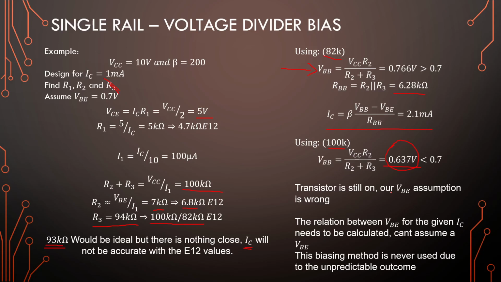So this says that we can't assume a VBE value when we're using this voltage divider bias. We need to calculate it using the equations from video 1, that exponential equation. Or else this voltage divider will be extremely unpredictable. Okay, let's jump into a simulation of this and then we go to the voltage divider when it's done properly.